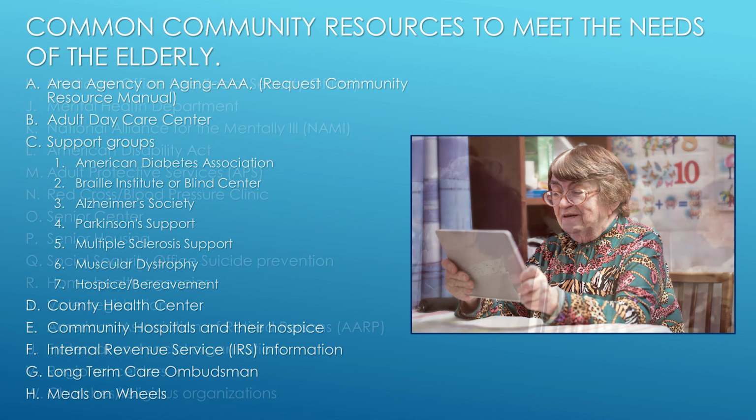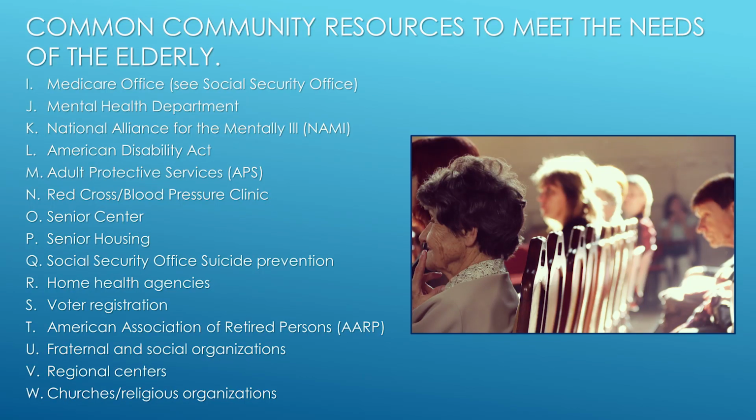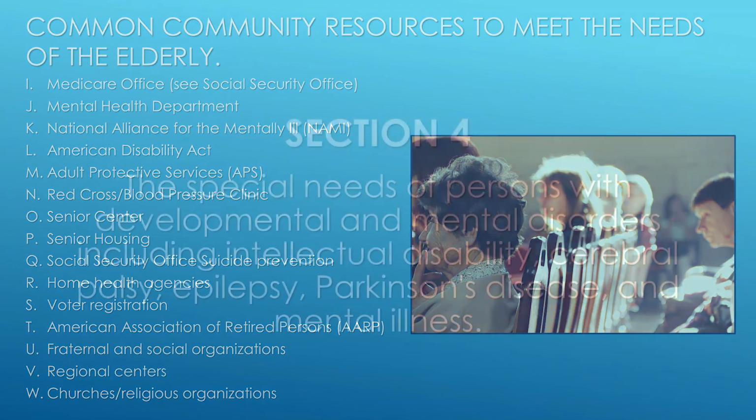Meals on Wheels. Medicare Office through Social Security. Mental Health Department. National Alliance for the Mentally Ill. American Disabilities Act. Adult Protective Services. Red Cross or Blood Pressure Clinic. Senior Center. Senior Housing. Social Security Office. Suicide Prevention. Home Health Agencies. Voter Registration. American Association of Retired Persons. Fraternal and social organizations. Regional centers. And churches and religious organizations.